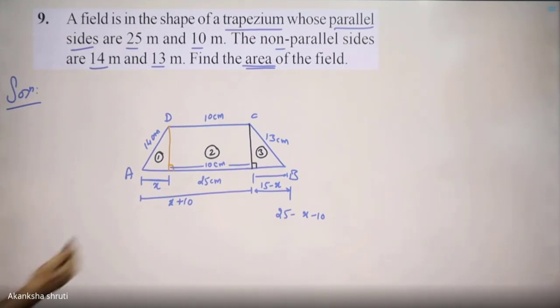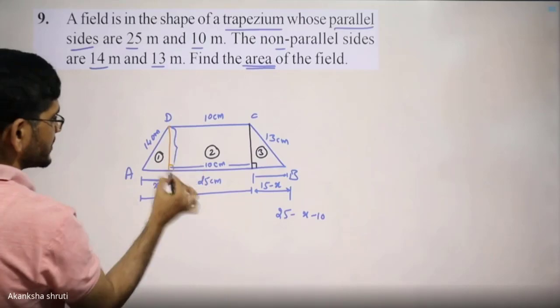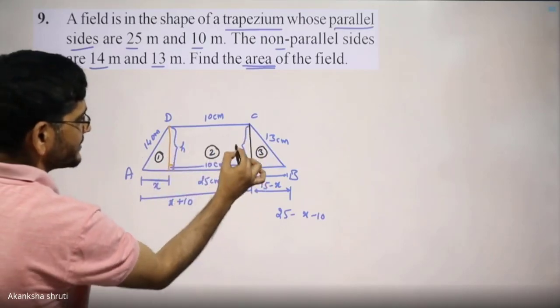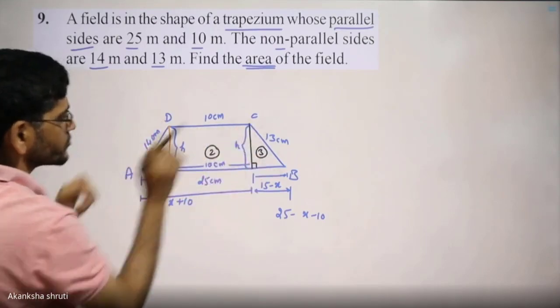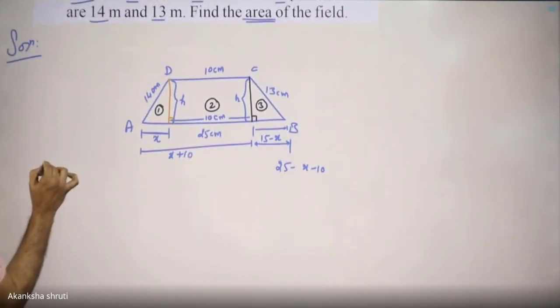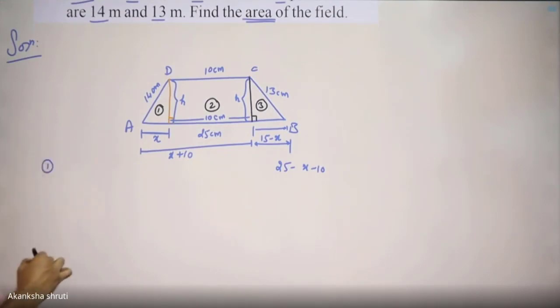Now we have to find this height h. Consider this as the height h. Students, the two heights will remain the same. Why? Because these two are parallel lines, and between two parallel lines, the height at any place always remains the same. Now consider triangle 1.